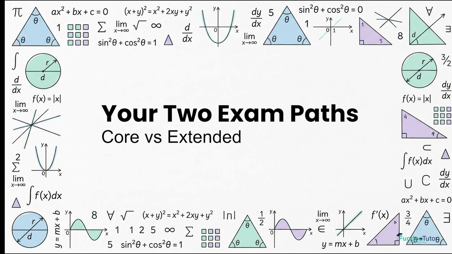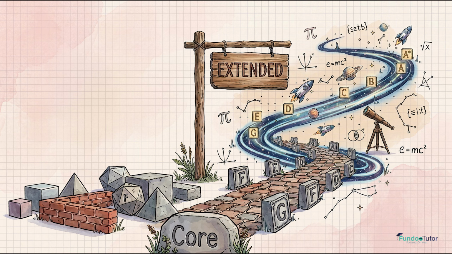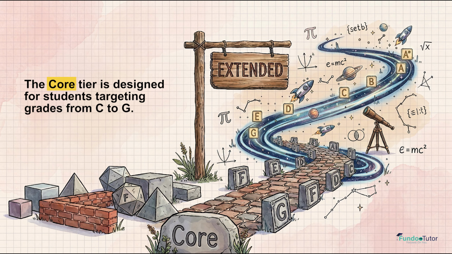You can think of it like choosing a hiking trail. The path you pick determines the peaks you can reach, and in this case, those peaks are your final grades. And here is the difference, plain and simple. The core tier is perfect for students who are targeting grades from a C all the way down to a G. It's all about building a really solid foundation. But if you've got your sights set on those top grades, like an A star or an A, or if you're thinking about studying maths later on, then the extended tier is definitely for you. It lets you shoot for any grade from A star down to E. So knowing your own goal is the absolute key to choosing the right path.